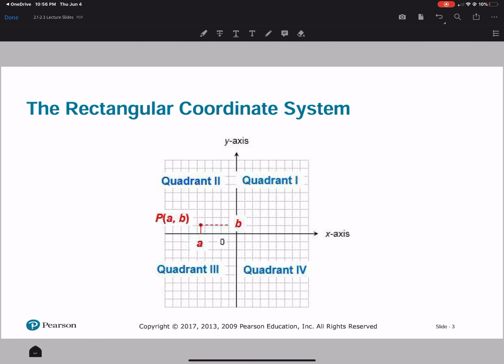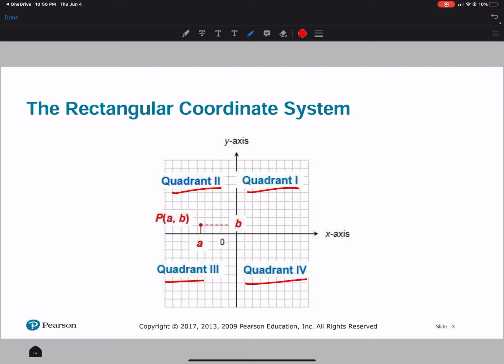So, the rectangular coordinate system. We have our horizontal axis being the x-axis, and our vertical axis being the y-axis. It's composed of four different quadrants, going counterclockwise: quadrant 1, quadrant 2, quadrant 3, then quadrant 4.